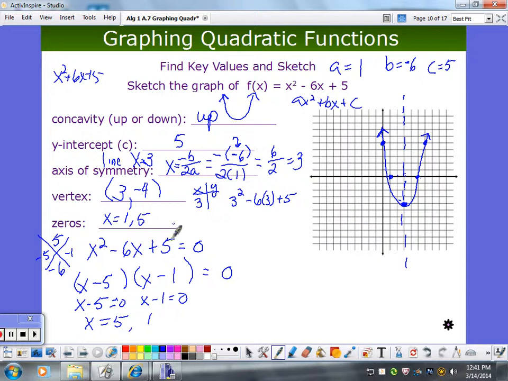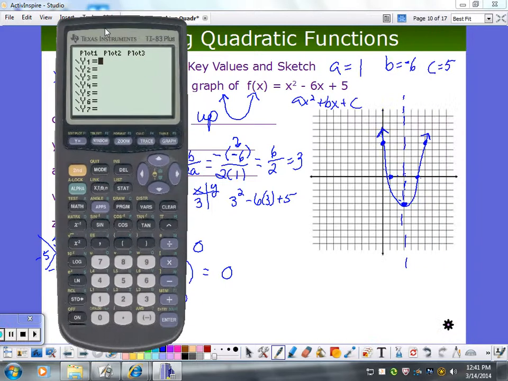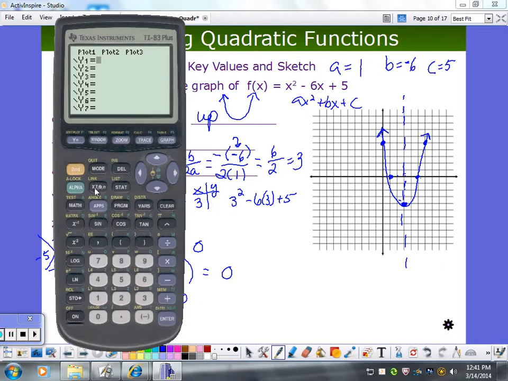Using this second method. Let me see. So let's see. What did I want to say here? The other thing you can do, let's use the graphing calculator. And I'm going to graph it. And I want to see how we did. So let's see, x squared. X squared, that's typing it in. Minus 6x. Plus 5, let's graph it.